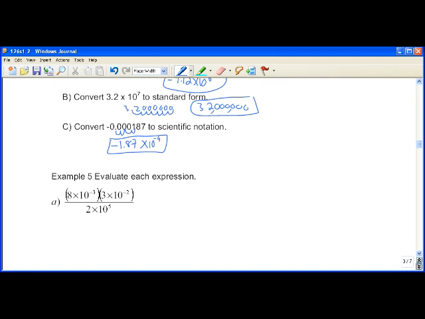So evaluate each expression. 8 times 10 to the negative 3 times 3 times 10 to the negative 2 over 2 times 10 to the 5th. So what we're looking at is 8 times 3 over 2. That part we'll evaluate. And then we have 10 to the negative 3 times 10 to the negative 2 over 10 to the 5th power.